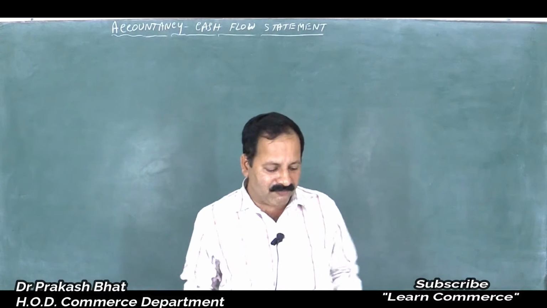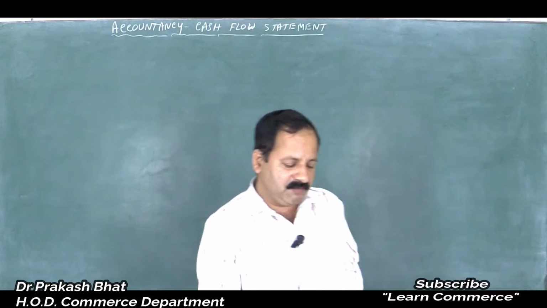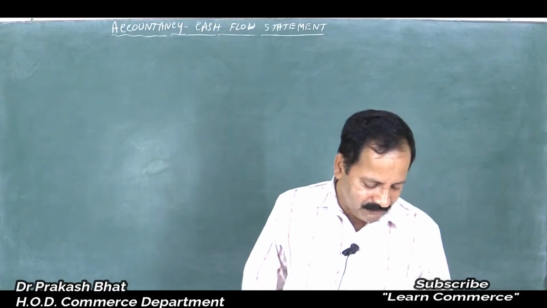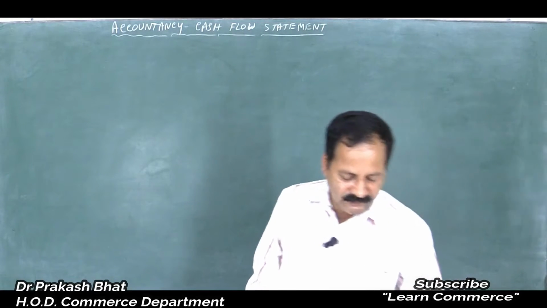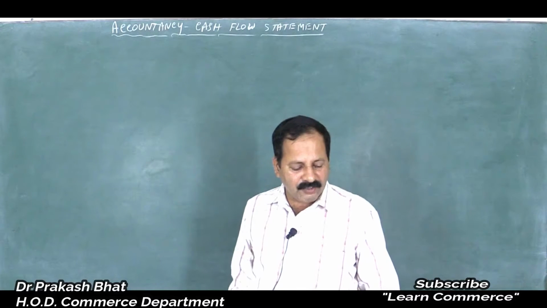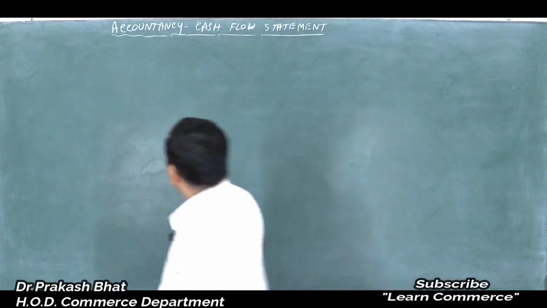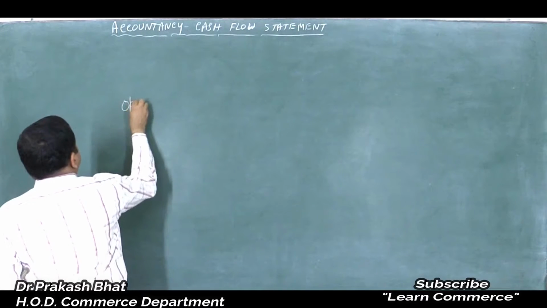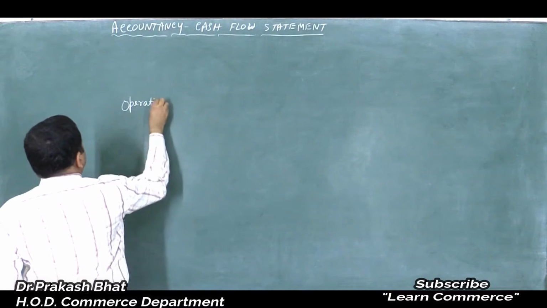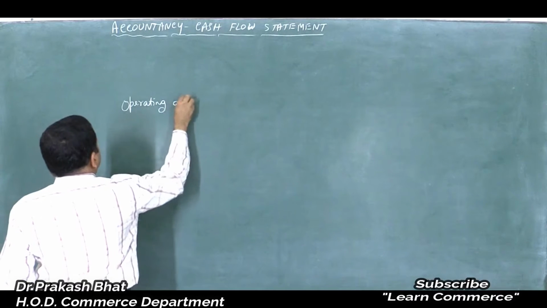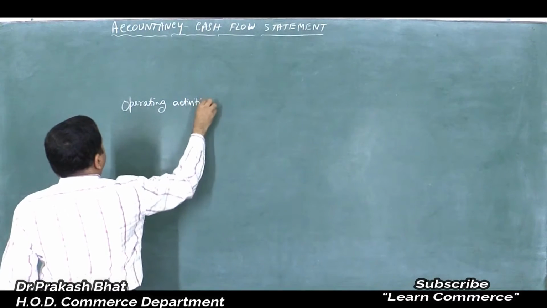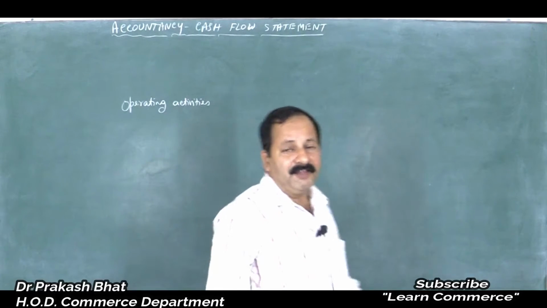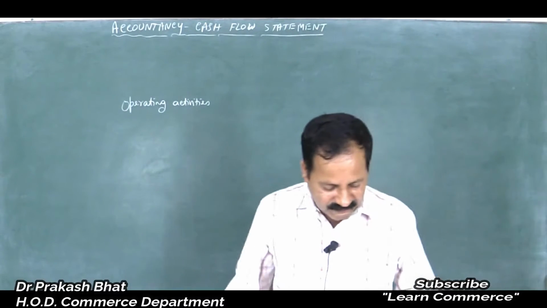Let us bifurcate. I will prepare a chart here. You just note it down and write it in your notebook. Okay. So first I will take up operating activities. If you have this chart and study it properly, you will come to know which item should be placed under which activity. Remember this.